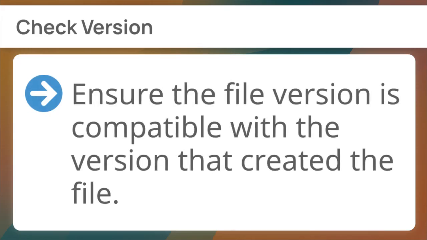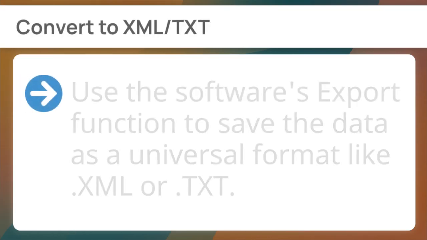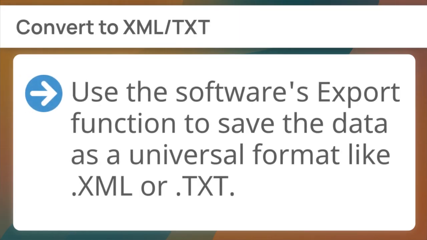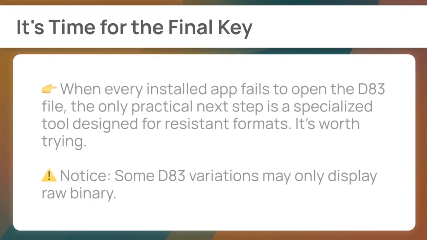Ensure the file version is compatible with the version that created the file. Finally, convert to XML/TXT. Use the software's export function to save the data as a universal format like XML or TXT. If earlier methods failed, it's clear the D83 file needs a more capable solution. Using the specialized tool is the right move to finally try and get this file opened.